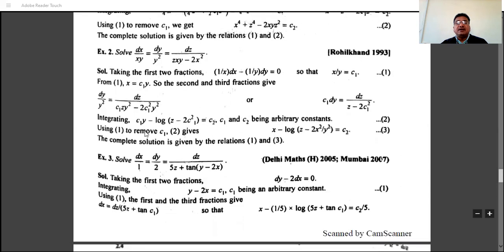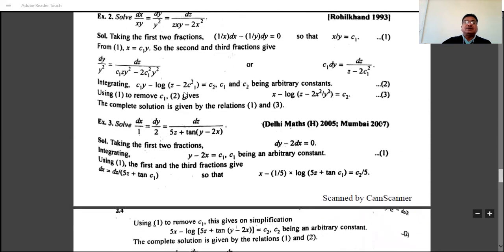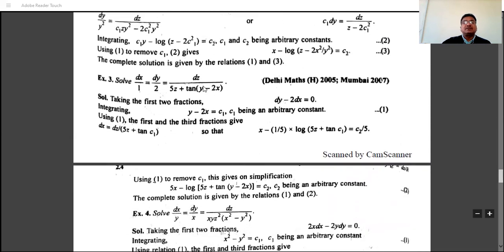And so 1 and 2 give the result. After the last step, resubstitute c1 as x by y. So we have log z minus 2 c1 square, that is x square by y square, is equal to c2. This is the second. And so 1 and 2. If we denote this as second and this as third, then 1 and 3 give the general solution or complete solution of the given differential equation.